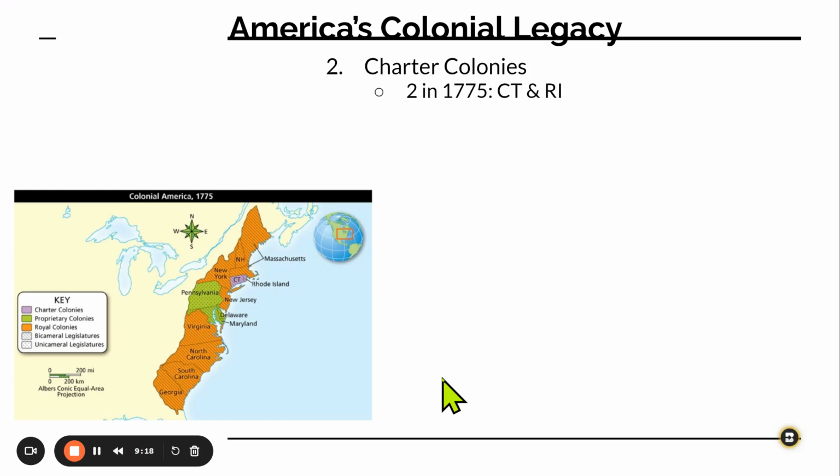The second type are the charter colonies. And by 1775, there are only two left. And they are tiny Connecticut and even more diminutive Rhode Island. That's all. And that was because the king revoked some of those charters and made them a type of colony that we're going to see next. And Massachusetts had been one of the first charter colonies.